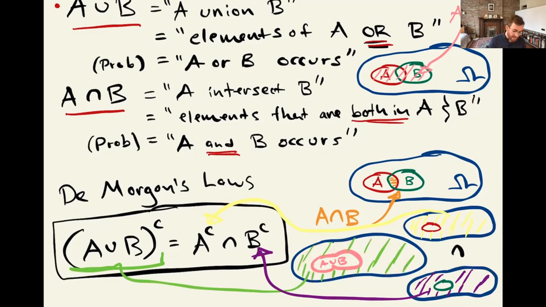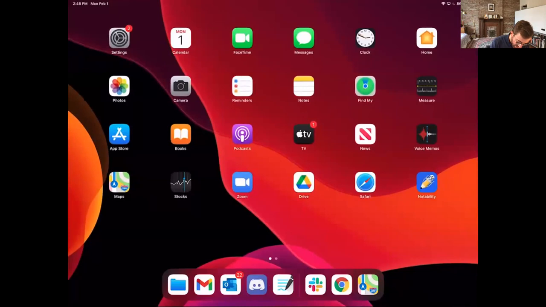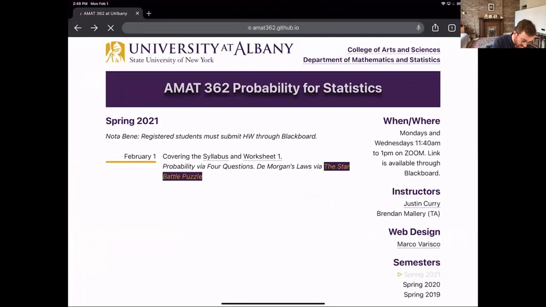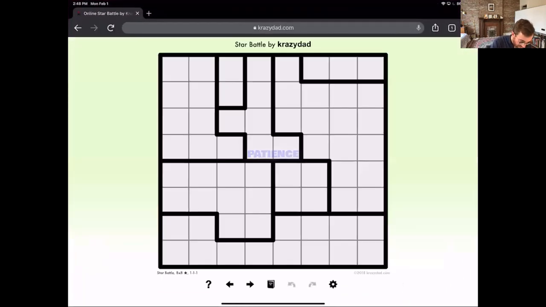Now, this may feel really abstract, but there's actually a really nice situation where this occurs in a common puzzle. And this is the star battle puzzle. The instructions for the star battle puzzle are that you need to have a star in every row, or sorry, every column, this being a column. And a star in every row.